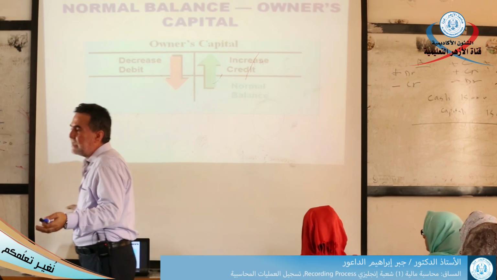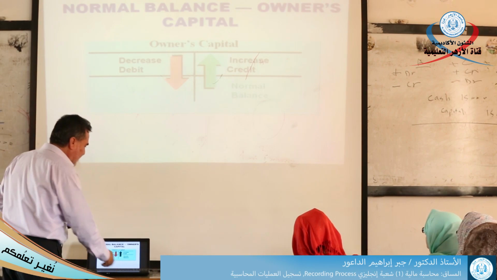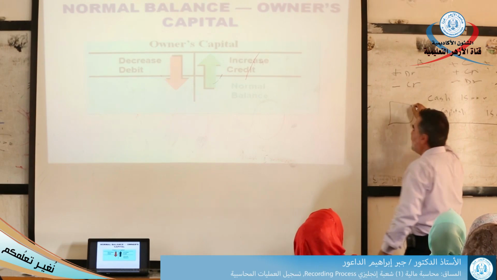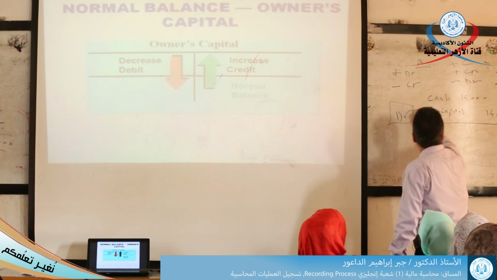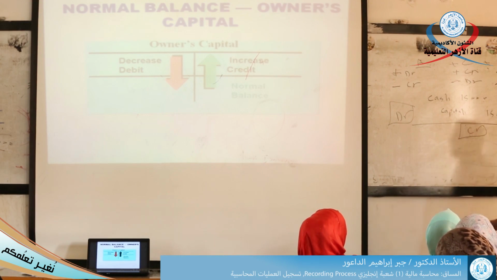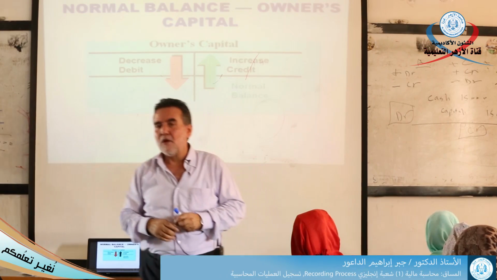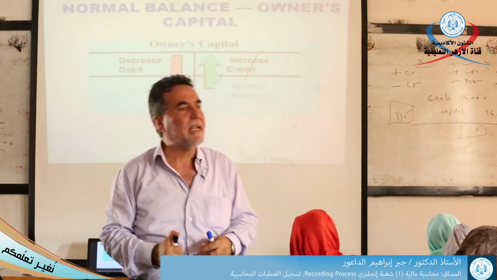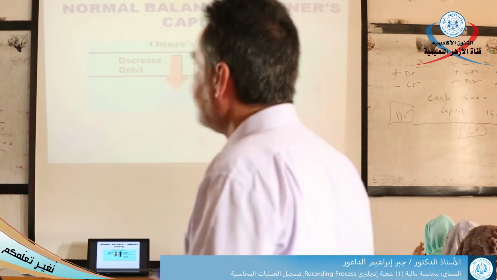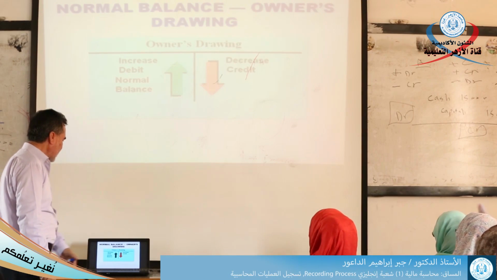So the normal balance will be a credit, CR. The normal balance for assets is DR, whereas the normal balance for liabilities and owner's equity is CR. Okay? Like the same, owner's equity increased.